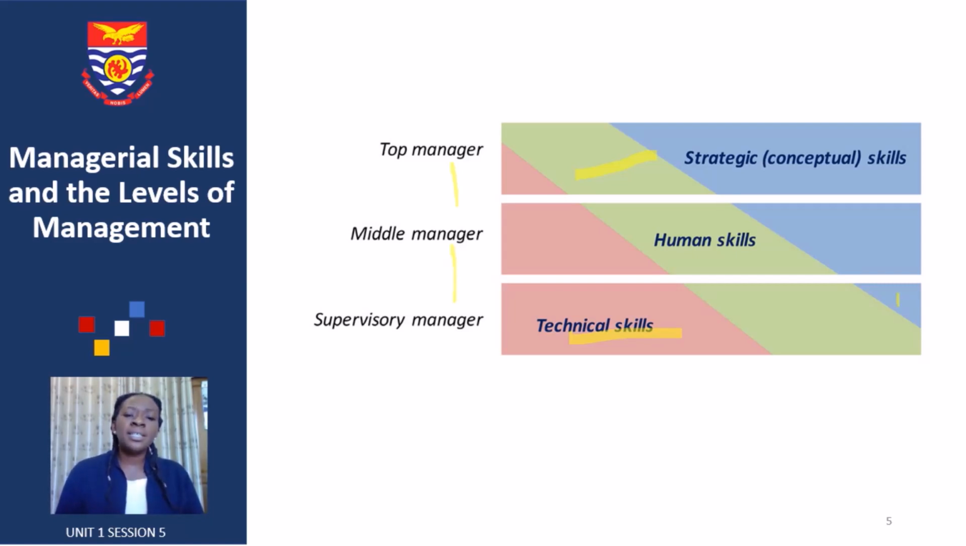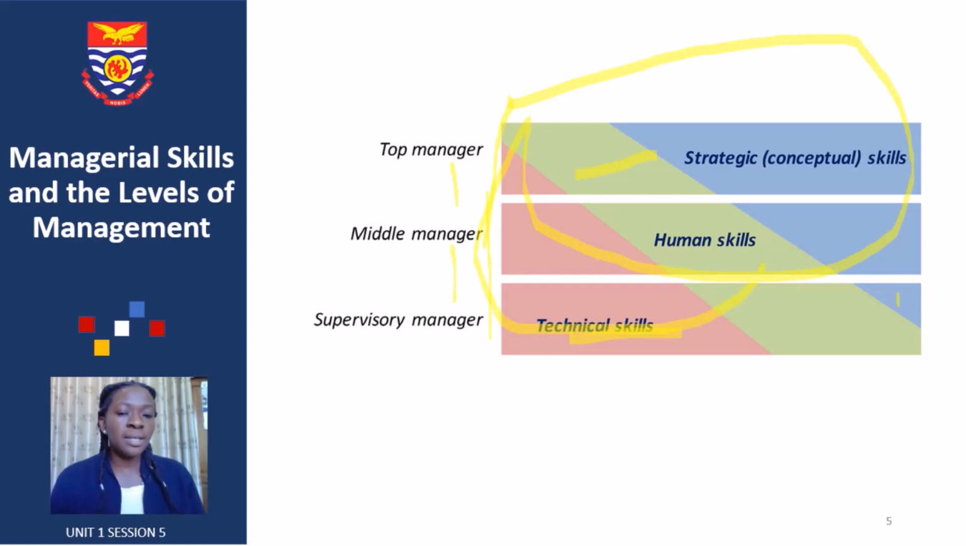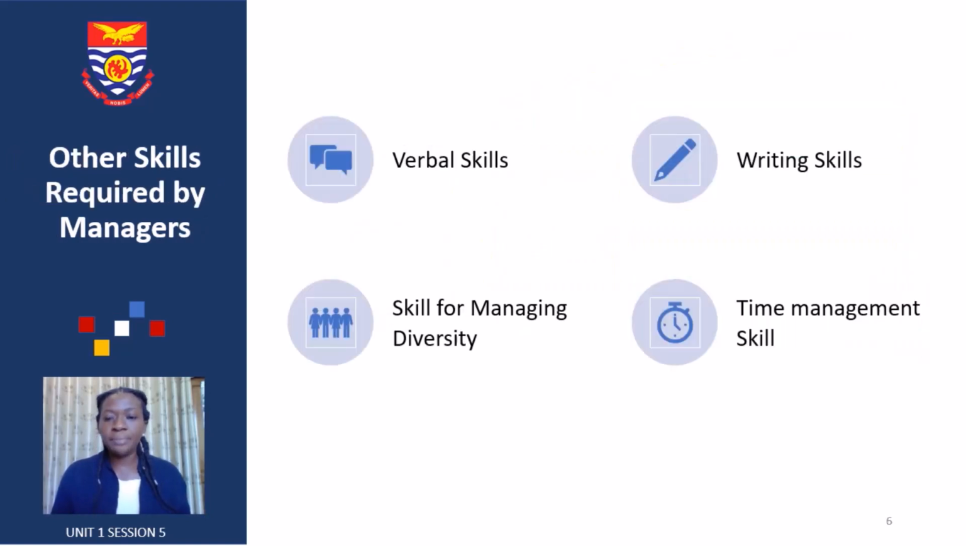And so you realize that in all the levels of management, everybody actually needs these skills, but the degree to which they need them is different. At the top level, you need more of the strategic, at the middle level you need more of the human skills, and at the lower level you need more of the technical skills. But all in all, you'd use a blend of all three, just that the degrees or quantities you need would vary.